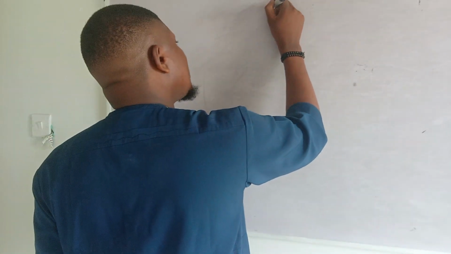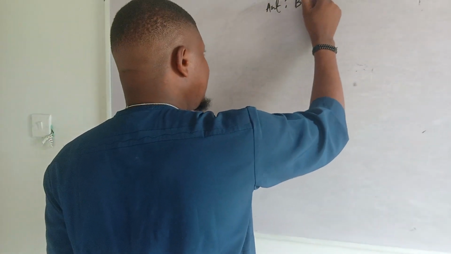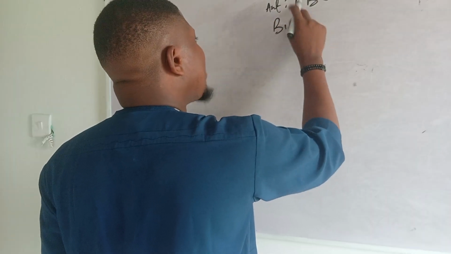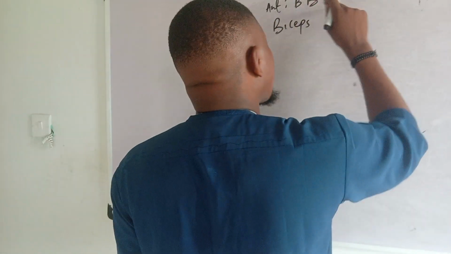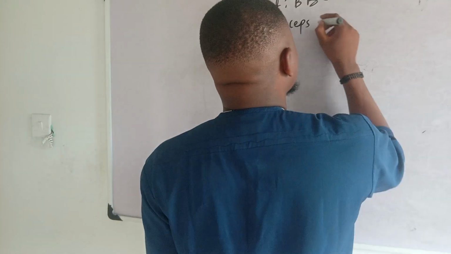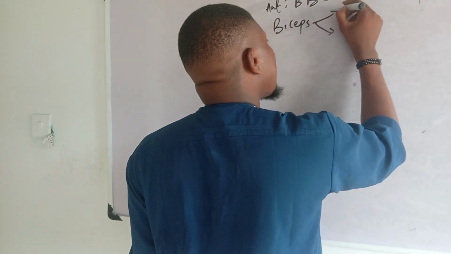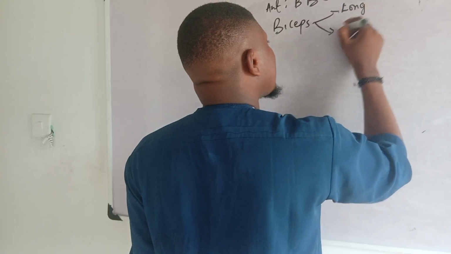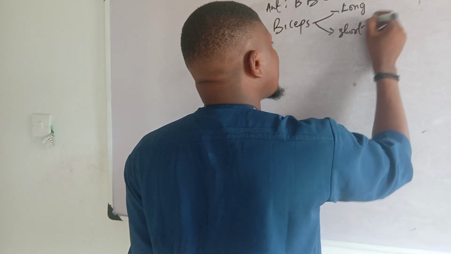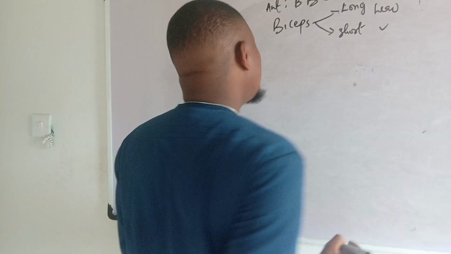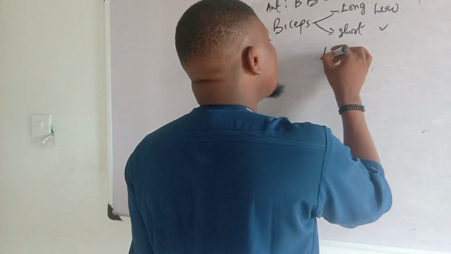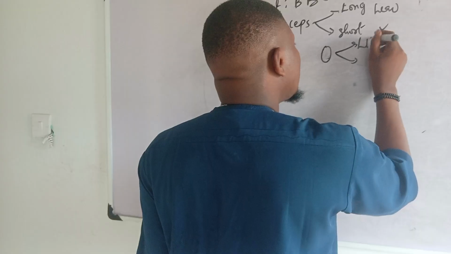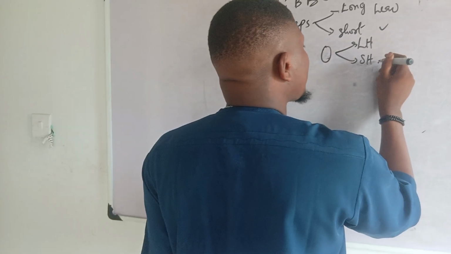The anterior compartment is B, B, C. So let's start with B, that is biceps, brachialis, and coracobrachialis. The biceps, from the word bi, has two heads, a long head and a short head. If you come to the origin, the long head and the short head originate from different places.